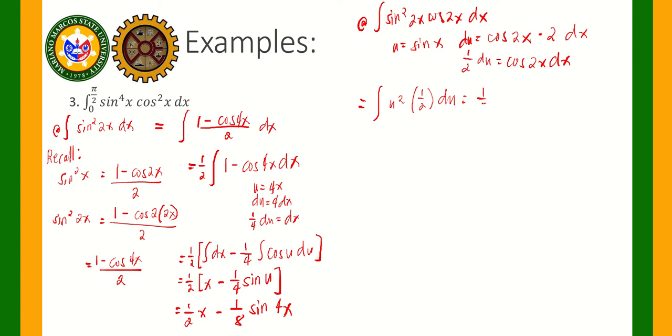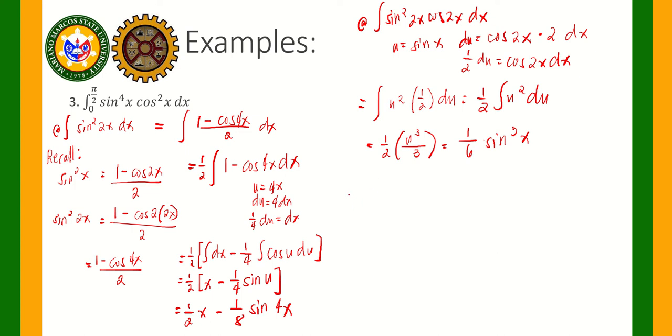So, this is equal to 1 half times the integral of u squared du. So, this is equal to 1 half times u cubed all over 3. And substituting back the value of u, that is equal to 1 over 6 sine cube 2x. Okay? So, meron na tayo ng dalawang integration separately.